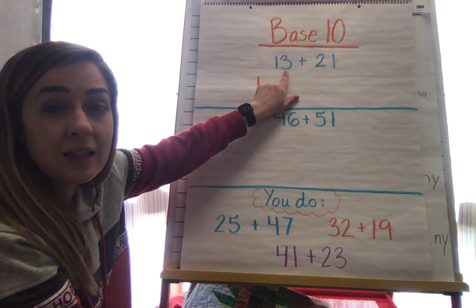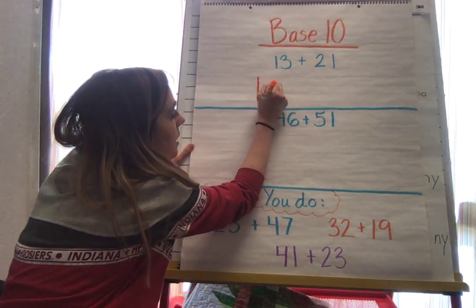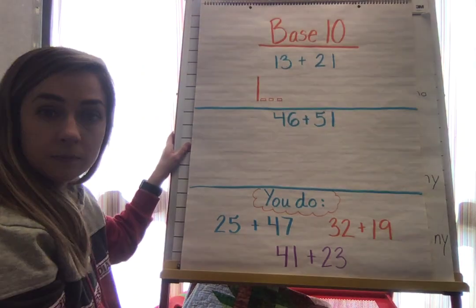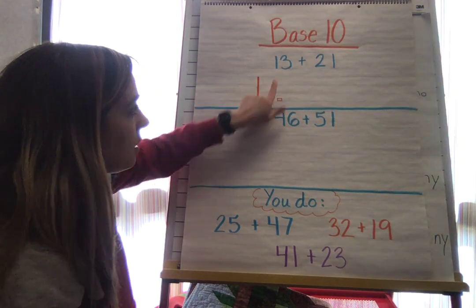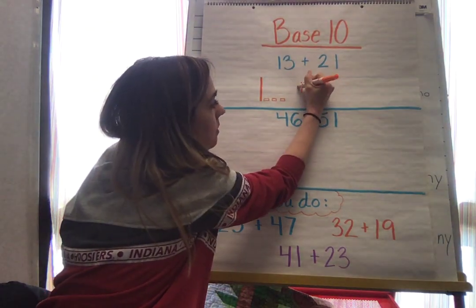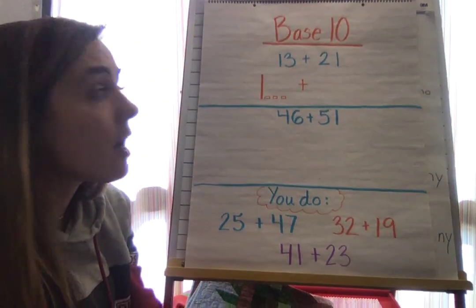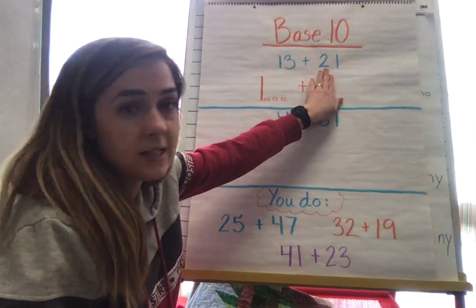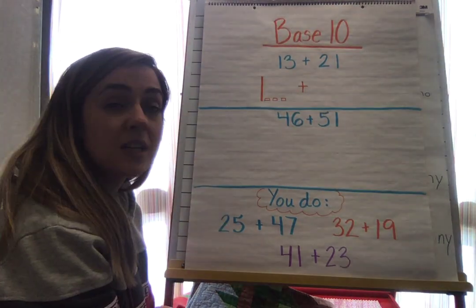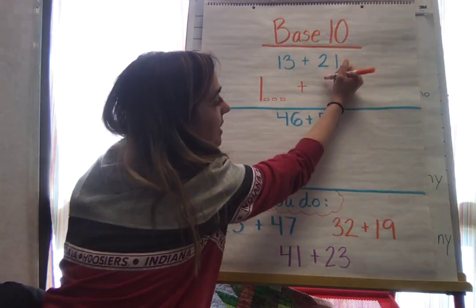Now I need to build my 3 that's in the ones place, or my 3 cubes. So here we go. 1, 2, 3. Good. So this shows this. All right, now I'm going to add my plus sign. And now I'm going to build, using base 10 blocks, the number that's on the other side of the equation, which is 21. So I want you to think about how many sticks am I going to need for 21? Well, I have a 2 in the tens place, so that tells me that I need 2 sticks.